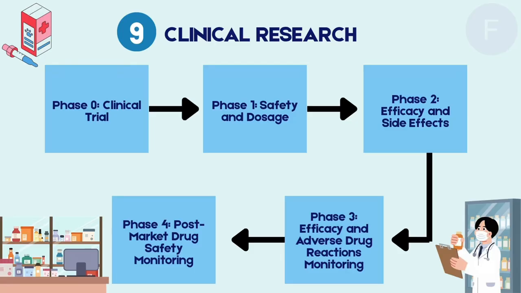Clinical research is conducted in human volunteers across distinct phases. Phase 0 involves very small doses to gather initial pharmacokinetic data. Phase 1 focuses on safety and dosing in a small group of volunteers. Phase 2 tests the drug's efficacy and side effects on a larger group of patients. Phase 3 involves large-scale monitoring for efficacy and adverse reactions. Finally, phase 4 is post-market drug safety monitoring. Each phase acts as a strict filter to protect human health.